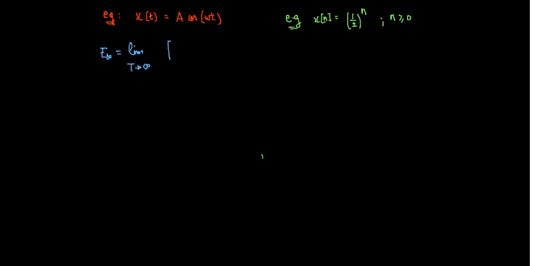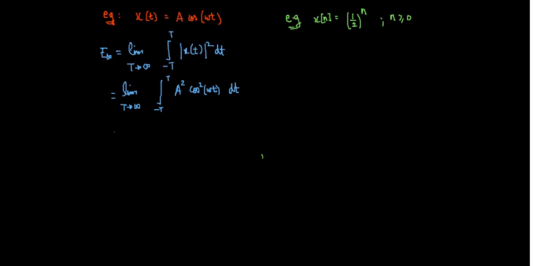Integration from minus T to T of the square of mod x of t dt. Tell me, how will this come? Solve with me. This is A square cos square omega t dt. A square is anyway constant, I can take it outside.